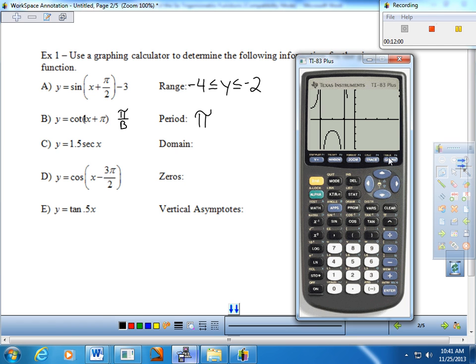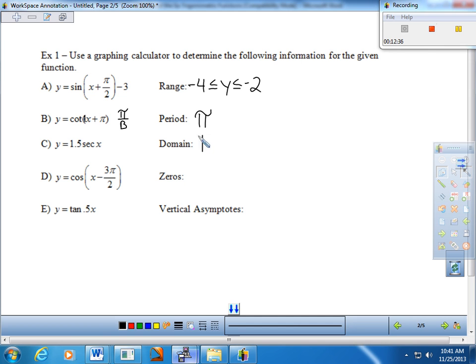So I do see, and I hope you do as well, those vertical asymptotes pop up. So that's where our graph is excluded. And so there's one at pi over 2. There's one at 3 pi over 2, negative pi over 2, negative 3 pi over 2. So hopefully you're seeing that it is all real numbers, except, again, I'm seeing it at pi over 2 and every pi before and after it.